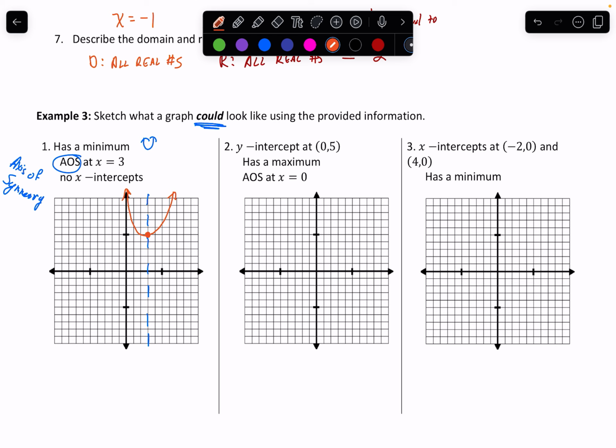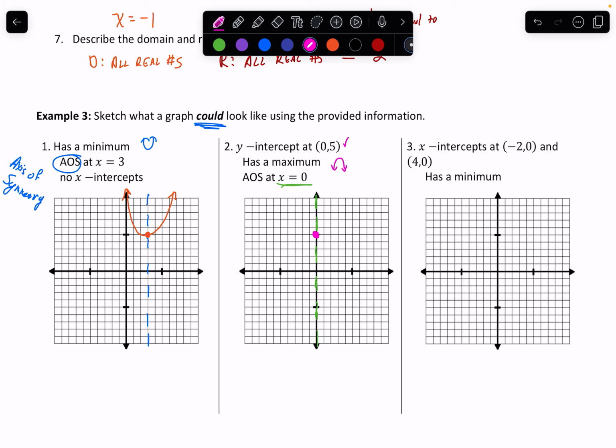All right. Number 2 says it has a y-intercept at 0, 5. So I'm just going to check that off, and I'm going to plot that point right here at 0, 5. It has a maximum. All right. So if it has a maximum, then you know it's got to open down. And it has an axis of symmetry at x equals 0. So this axis of symmetry here, I'm going to draw that in with just a dashed line. Okay, so notice that that axis of symmetry goes through your vertex here. Your axis of symmetry goes through your y-intercept, which means that y-intercept has to be your vertex.